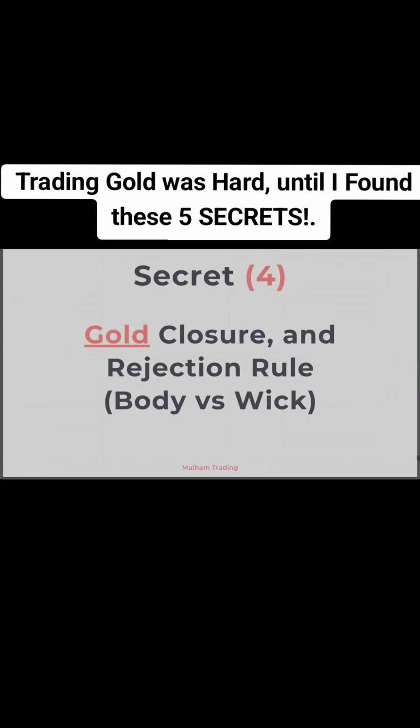You know, this rule here makes me a better trader 100%. So feel free to apply this on gold or any other pair, but I find it very effective on gold. That does not mean that it does not work on other currencies. It actually works even better on indices. So the secret is that gold, closure, and rejection rule. What does that mean? That means body versus a wick. And we're going to cover all that in the next slide.